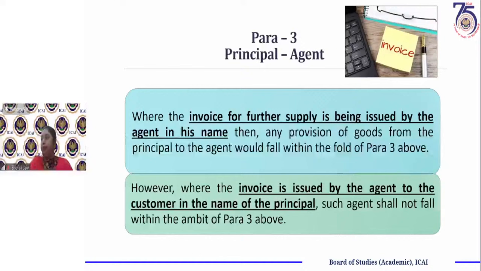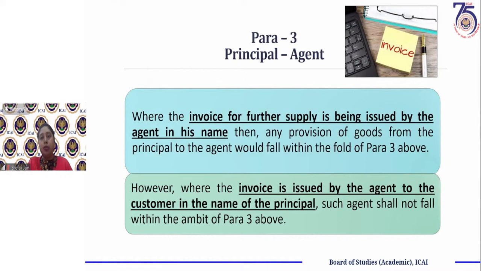I'll take the queries after a while. First of all, let me cover Para 3 completely. Afterwards, I will take the queries for Para 2 and 3 simultaneously. So where an invoice is issued by the agent in his own name, he is an agent under Para 3. Where he is issuing an invoice in the name of the principal, then he is not an agent under Para 3, and supply by principal to agent will not be a supply.